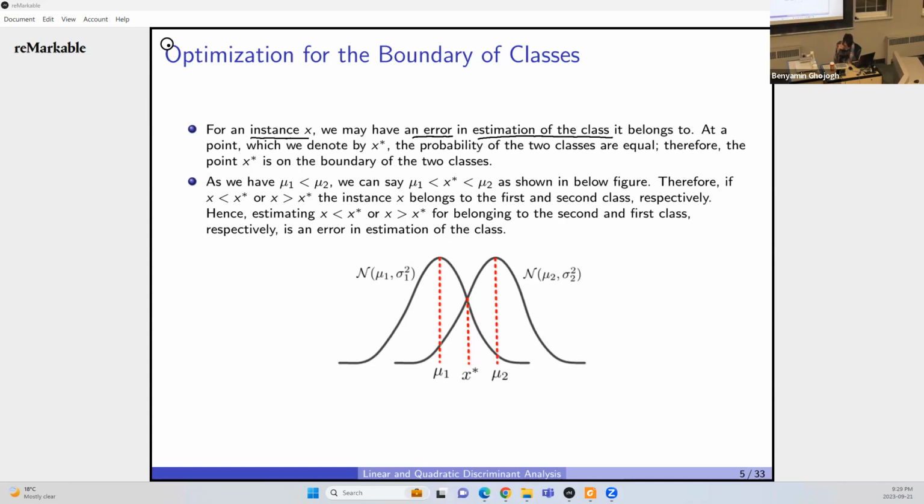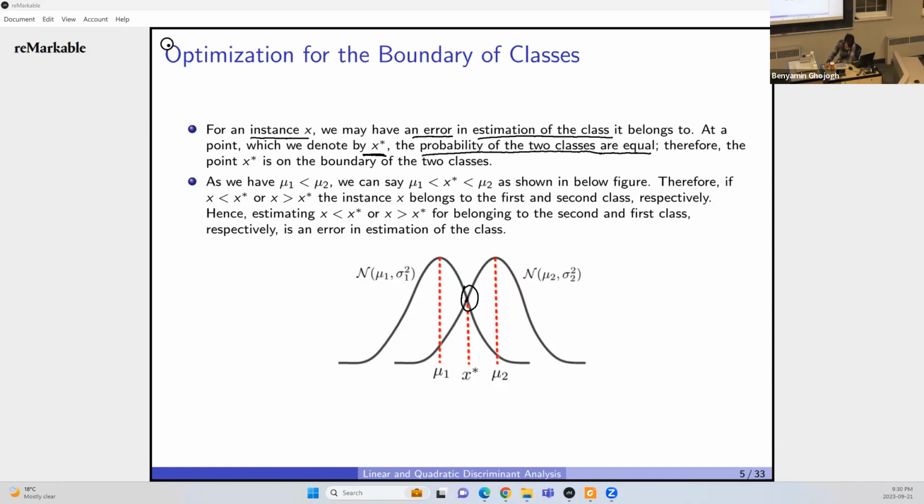At a point which we denote by X star, the probabilities of the two classes are equal. Do you agree? For example, these are the two Gaussian distributions. Somewhere they intersect, and at that point, the two probabilities are equal to each other, like here. LDA tries to find that point. LDA and QDA try to find this point where the two probabilities are equal. Do you agree that that point can be the decision boundary?